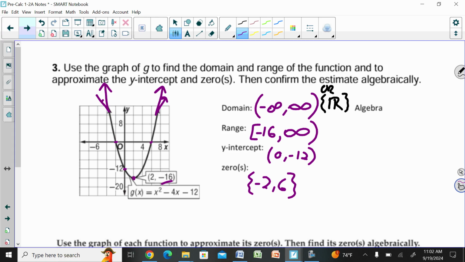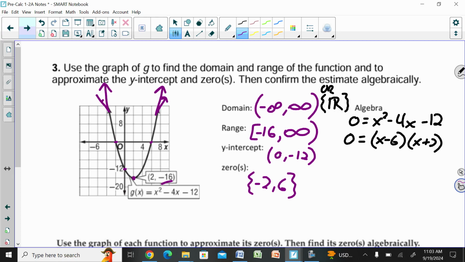Okay. So remember, I want to get a 0 for my solution. So I'm going to take the function and set it equal to 0. Okay. And then that's going to factor. So 0 equals x minus 6, x plus 2. And I'm in business there. And now if I take that and solve for x, I'm going to get 6 and negative 2 for my solutions. So that checked out. This was the same as here.